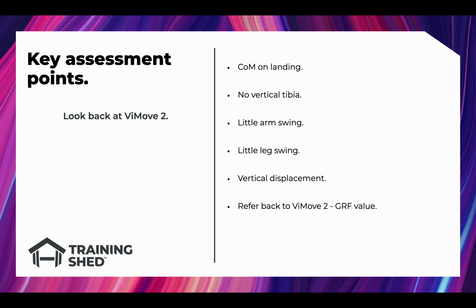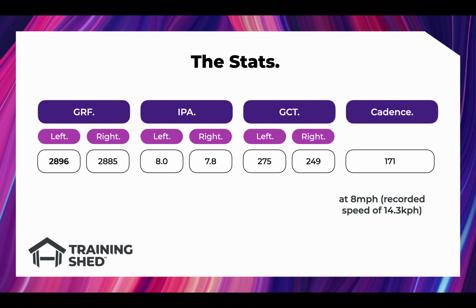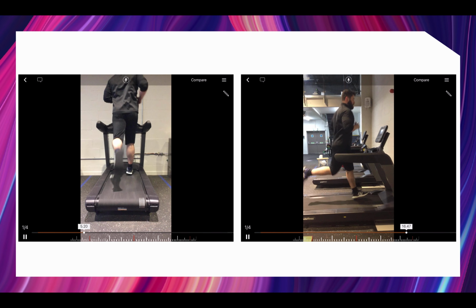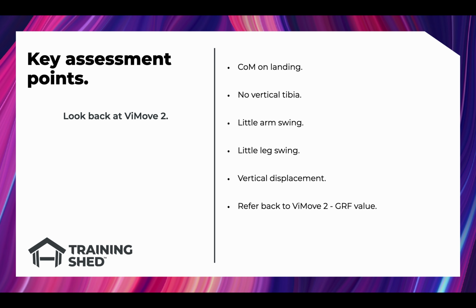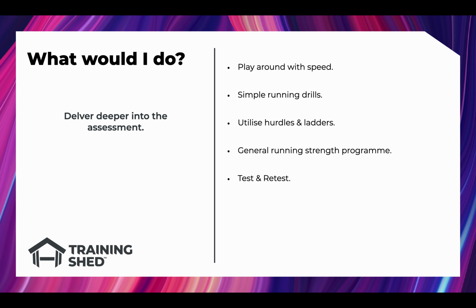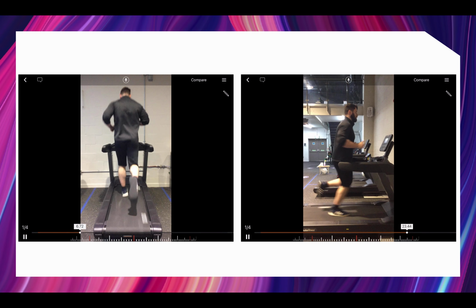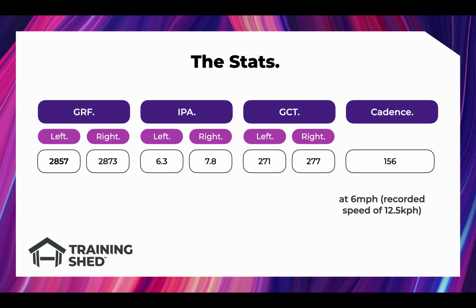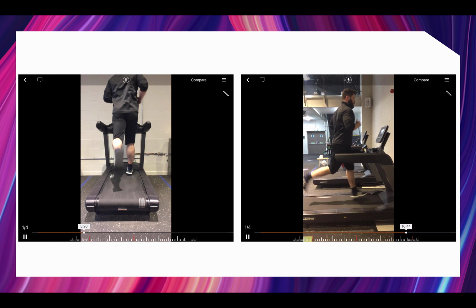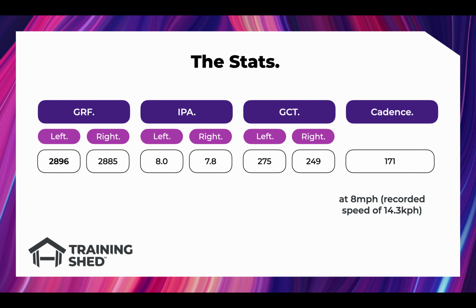So when I look back at his stats, if we go back to this side here, the factor for me that I want to change the most is this ground reaction force. So I now look back at these. What am I going to do? What factors am I going to change? Well, I'm going to play around with the speed a little bit more, because we've messed around the speed here. We had this initial run at 6 miles an hour. We went up to 8 miles an hour with this run.